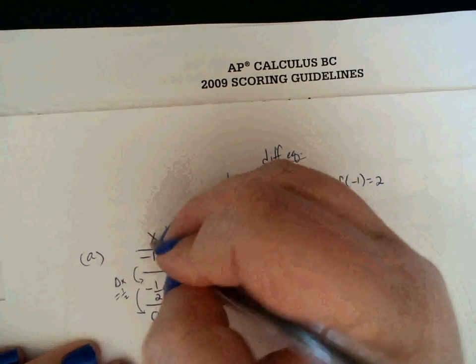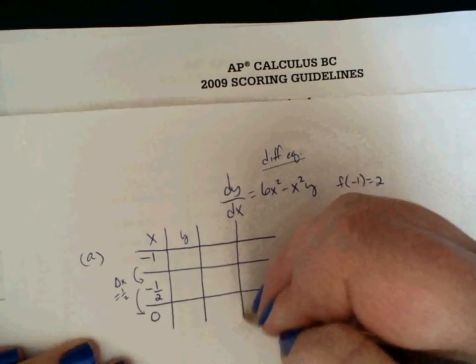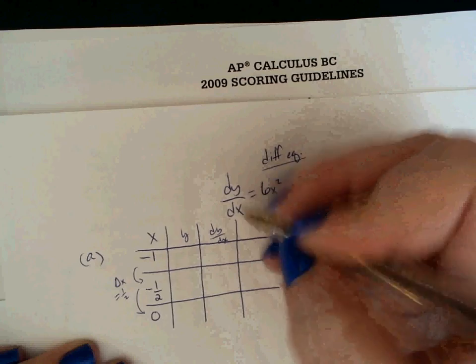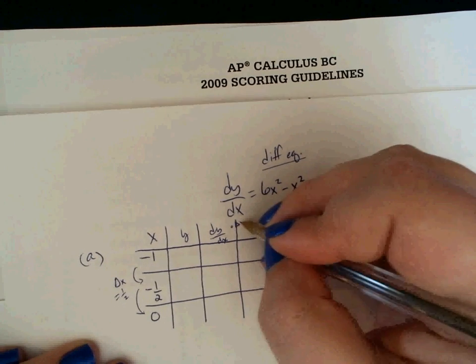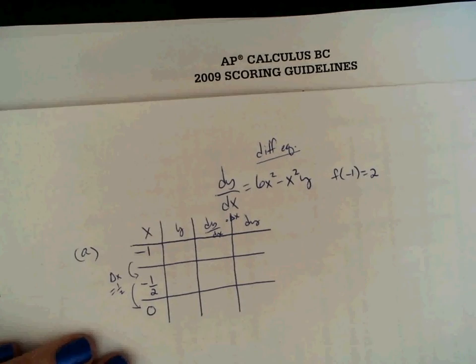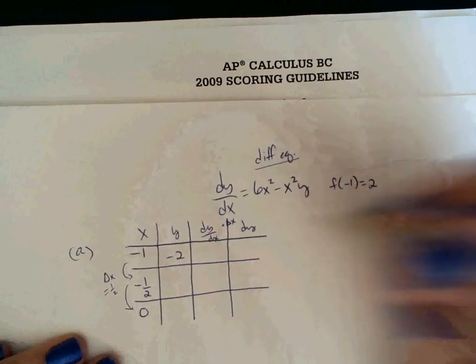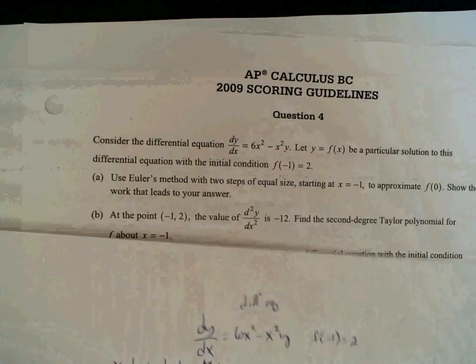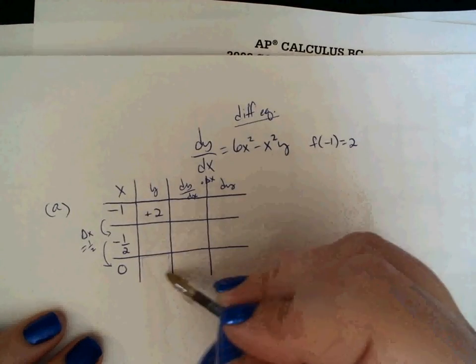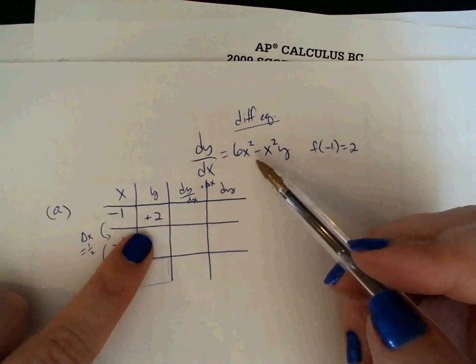Okay, so remember we got the x, we got the y, we got the dy/dx, and then we got the dy, and we figure that out by multiplying by the change in x, dx. Okay? So, at negative 1, y is positive 2, because it gave us that. Okay, so our goal is to approximate f of 0. Our goal is this answer right here, whatever is in this box. Okay, so we're going to plug these two into our derivative.